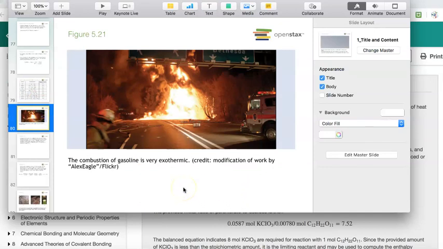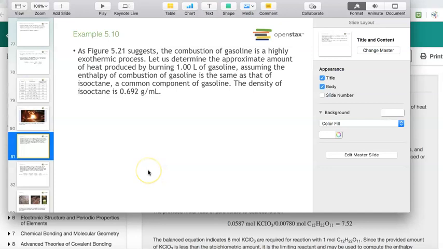So we know the combustion of gasoline is very exothermic. Here's an example, a picture where you can see it looks like there's some sort of fire happening. So here's a calculation we're going to do, on the combustion of gasoline. It's a highly exothermic process. We're going to determine the amount of heat produced by burning 1 liter of gasoline, assuming the enthalpy of combustion of gasoline is the same as that of isooctane, a common component of gasoline. The density of isooctane is 0.692 grams per mL.